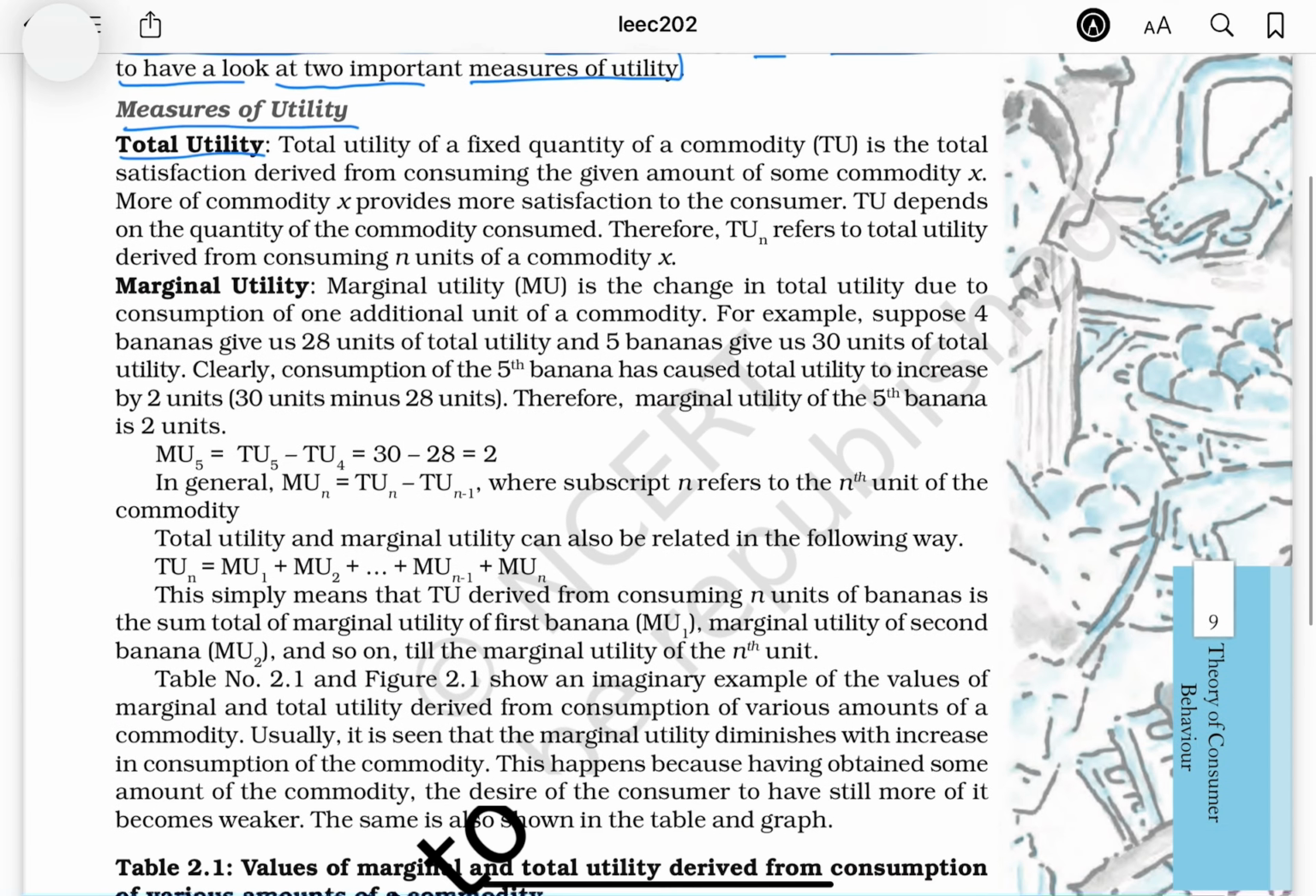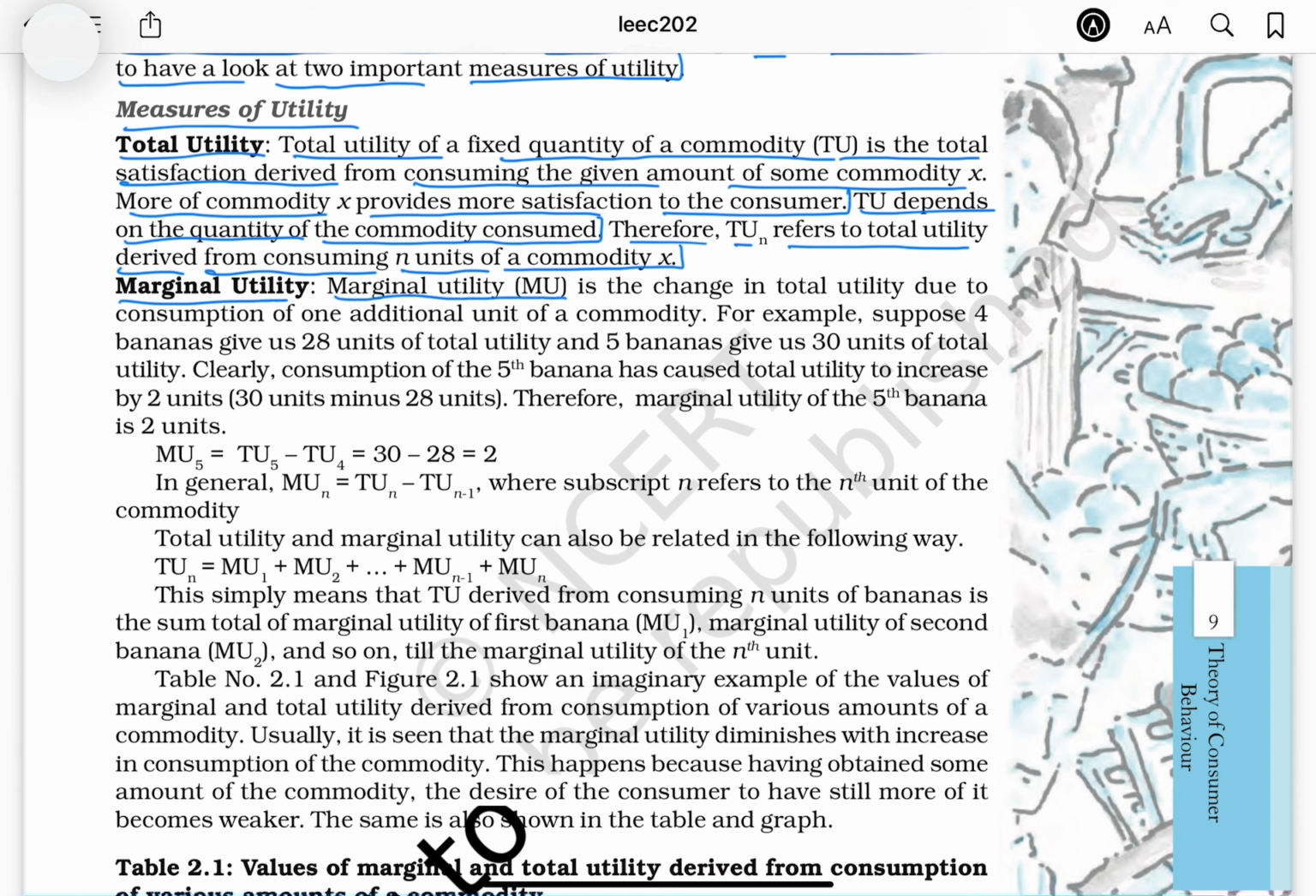Measures of utility: total utility of a fixed quantity of a commodity. TU is the total satisfaction derived from consuming the given amount of some commodity X. More of commodity X provides more satisfaction to the consumer. TU depends on the quantity of the commodity consumed. Therefore, TU_n refers to the total utility derived from consuming n units of a commodity X.